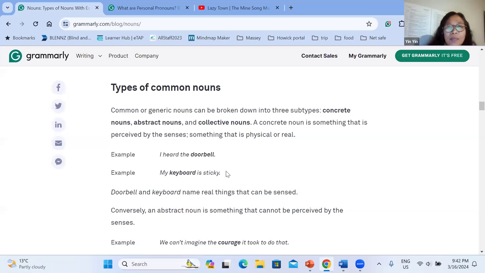Common nouns, generic nouns, can be broken down into three subtypes: concrete noun, abstract noun, and collective noun.